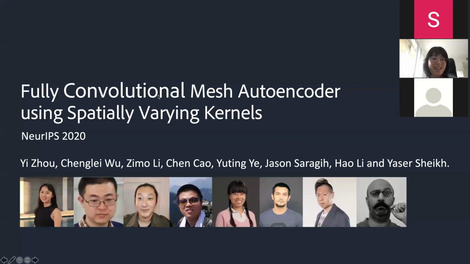Okay, and today I will be focusing on this one. It is called the Fully Convolutional Mesh Autoencoder using spatially varying kernels. And it is a work that we published in NeurIPS in 2020. And this work was done during my internship at Facebook Reality Labs. And those people are my co-authors.